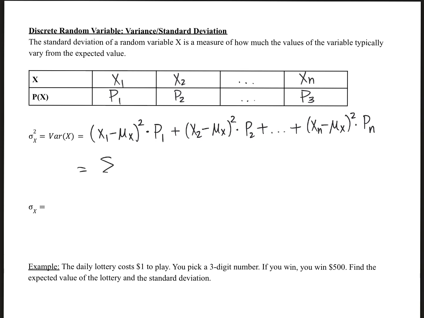So for its formula, it's the sum of the values from 1 to n of each x sub i minus mu sub x, squared, times p sub i. Okay. And then the standard deviation is just the square root of that. So just like normal, where standard deviation is the square root of the variance, it does not change for discrete random variables.